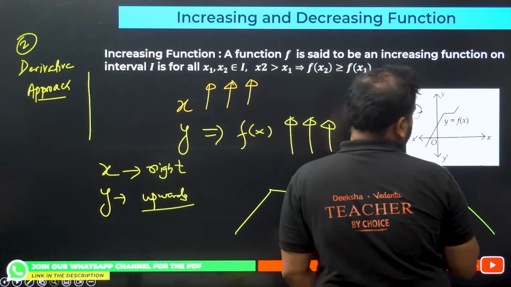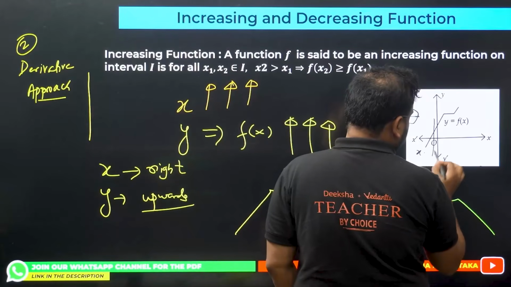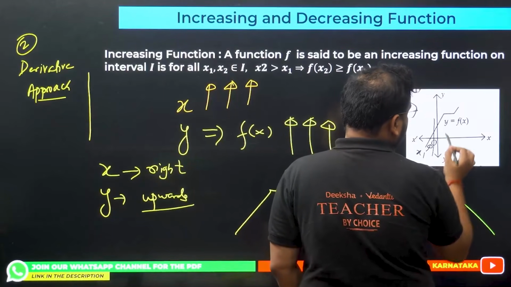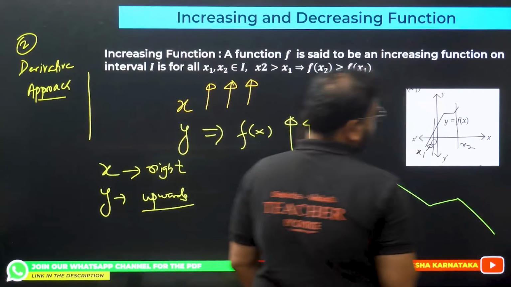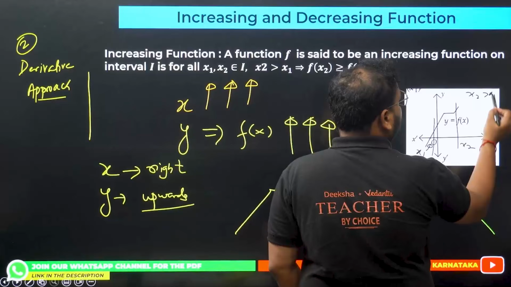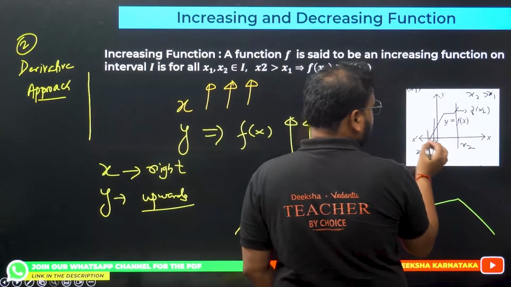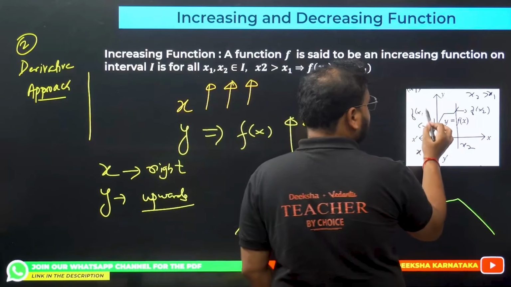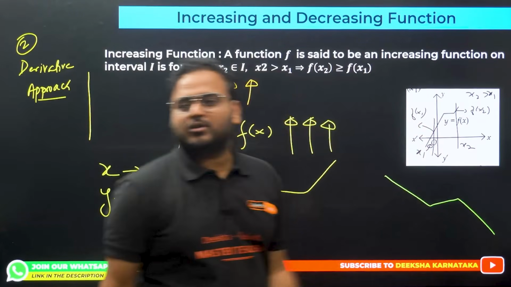So let's call this function, this point to be x1 point, and this point over here to be x2 point. Clearly it's evident that x2 is more than x1, and of course if you see the graph, this point is called f of x2 and this point will be called f of x1. Then what happens? f of x2 is of course higher than f of x1, so more than f of x1.